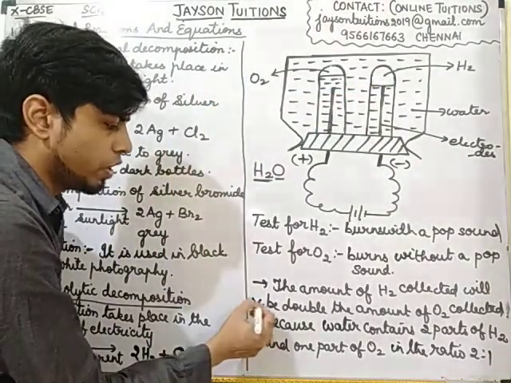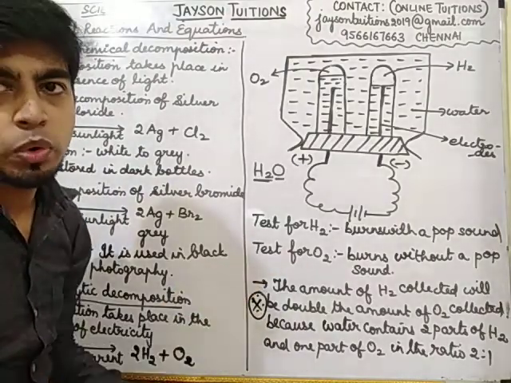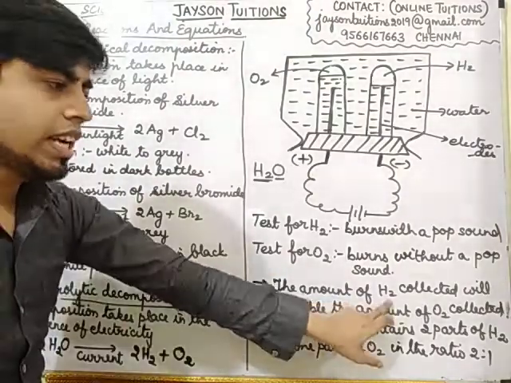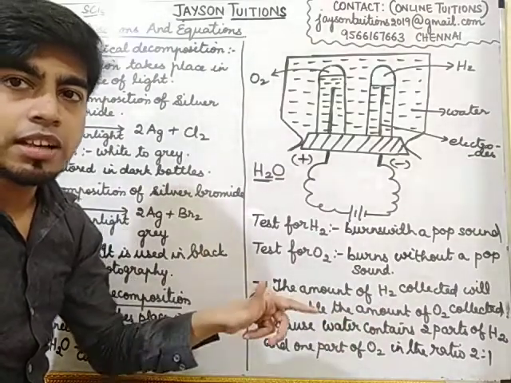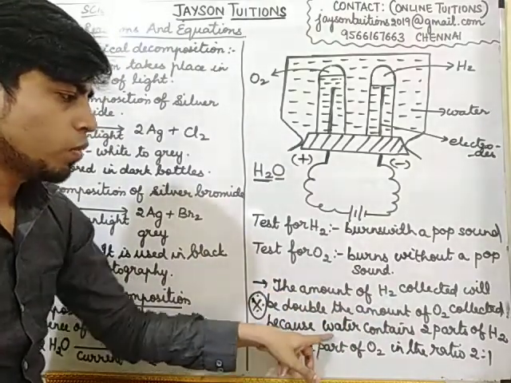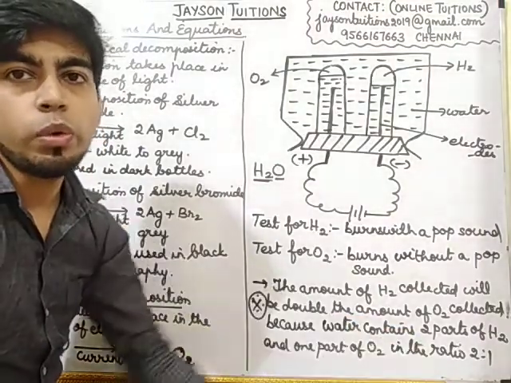This is a very important question. They will ask you which gas is collected double the amount of the other gas. So you must write hydrogen is collected double the amount than oxygen. If they ask why, you should write because in water there are 2 hydrogens and 1 oxygen in the ratio 2:1.